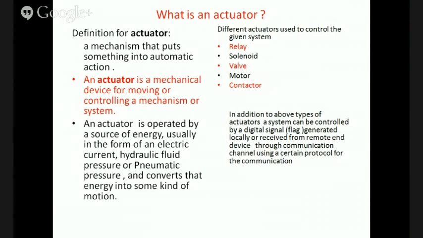Different actuators used to control the given system are relays, solenoids, valves, motors, and contactors. In addition to the above types of actuators, the system can be controlled by a digital signal also, generated locally or received from a remote device through a communication channel using a certain protocol for the communication. That is also possible. So these are the examples of an actuator. As I said, relay, solenoid, valves, motor, and contactors.